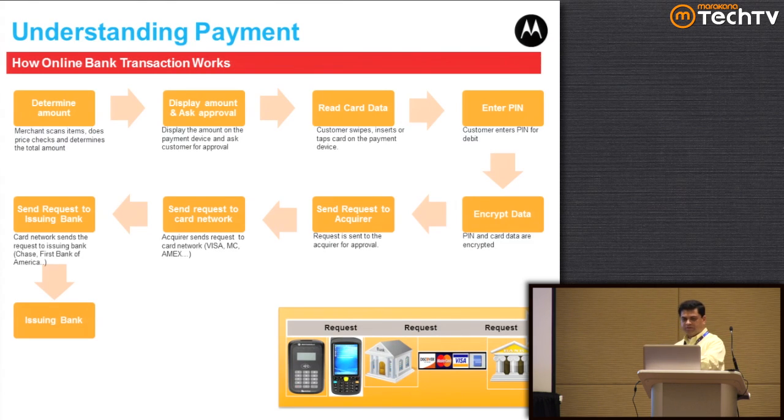So let me just go through. I'm just repeating that. Determine the amount, display the amount. It is a requirement in all countries. You have to display the amount so that the customer says, yes, I agree to pay for that amount. And then you read the card data, request for PIN if required for debit. And then the encryption occurs, right, once you read it.